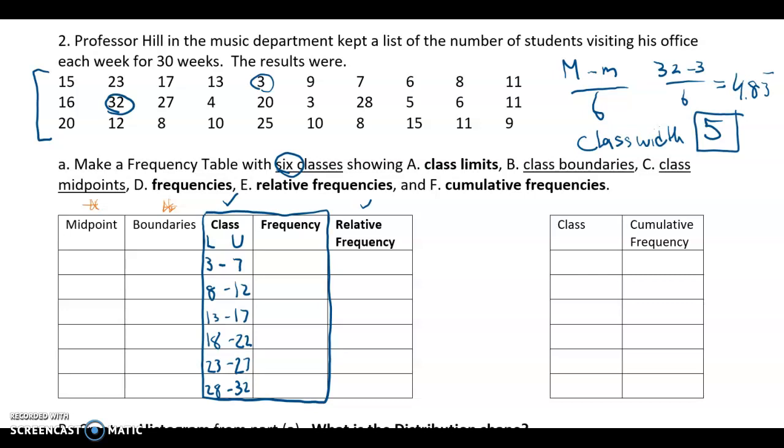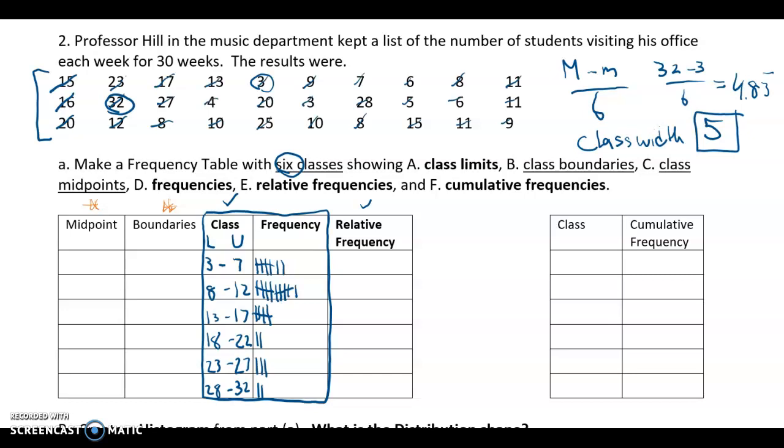Now we're going to go ahead and tally the data into each class for our frequencies. So 15 is between 13 and 17. 16 is between 13 and 17. 20 is between 18 and 22. Go ahead, pause the video, and finish tallying, and we'll check our answers together.